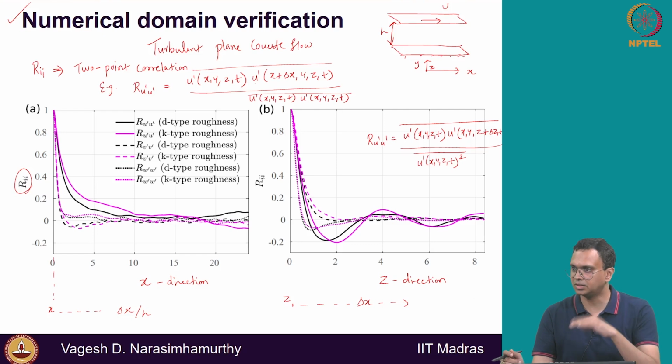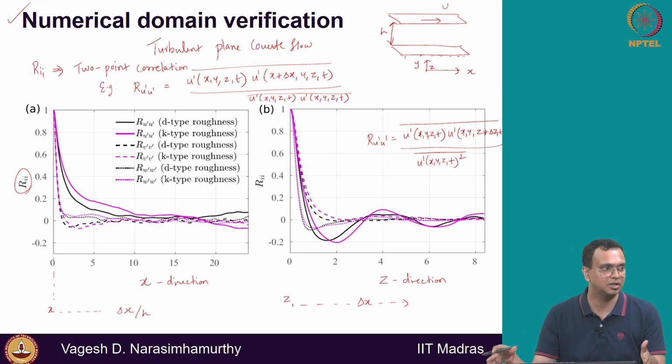And in the y direction, it is smaller. It is not h, it is a little bit smaller. This is just an illustration. So for each flow that you are going to solve, you must do this to check whether your box is sufficiently large to capture at least 2 large eddies.